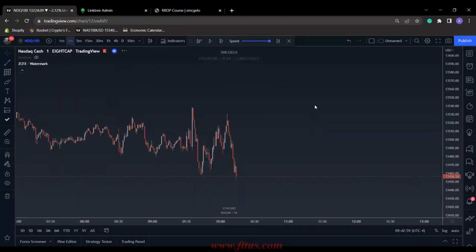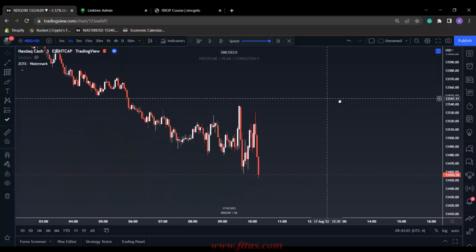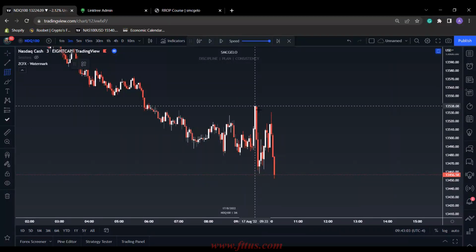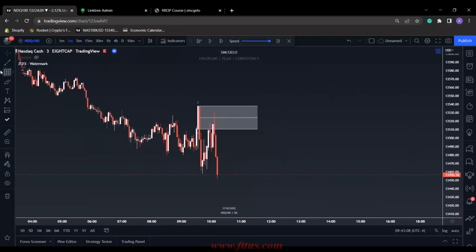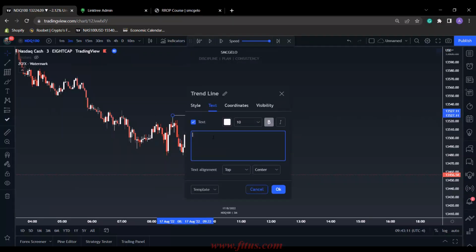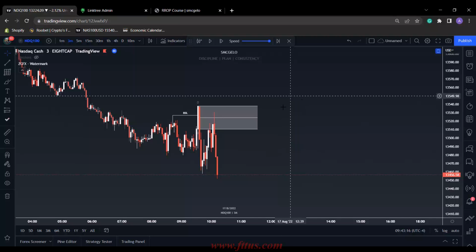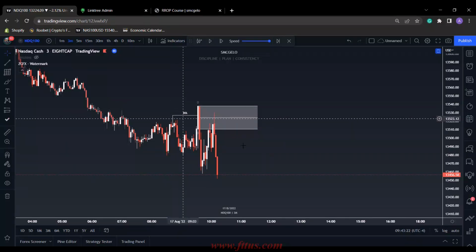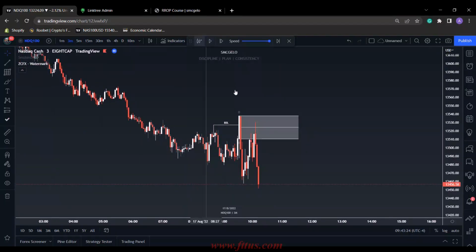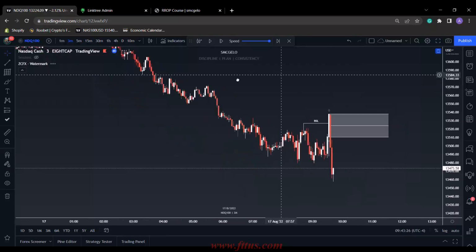Okay, so this was the 3-minute that we caught. We mark up the supply setup once again. I'm telling you guys, if you use this setup and if you study it, if you backtest it, 90 to 99% win rate on this one. Let's delete this first.